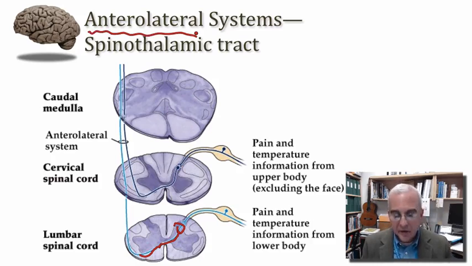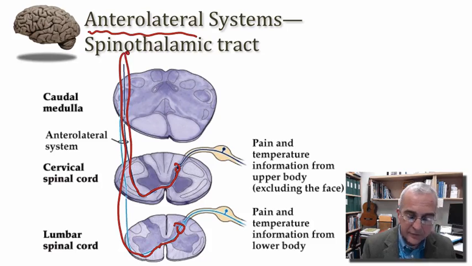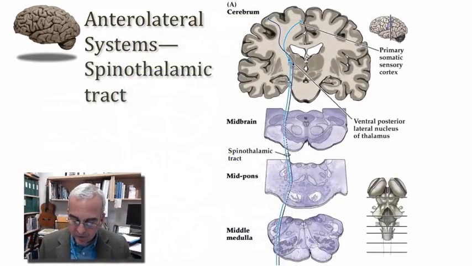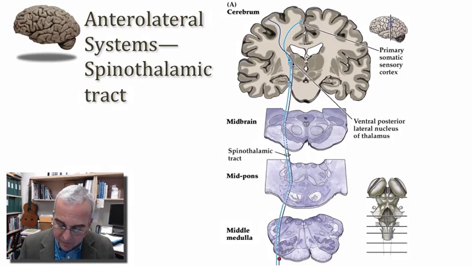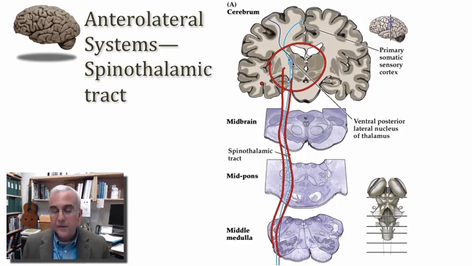Well, once these axons enter this anterolateral white matter, they make a sharp turn in the superior direction. And then these axons run up through this region of the spinal cord white matter, all the way up through the brainstem. Here they are, passing through the anterior and lateral tegmentum of the brainstem, and they synapse in the thalamus, specifically in the ventral posterior lateral nucleus of the thalamus.